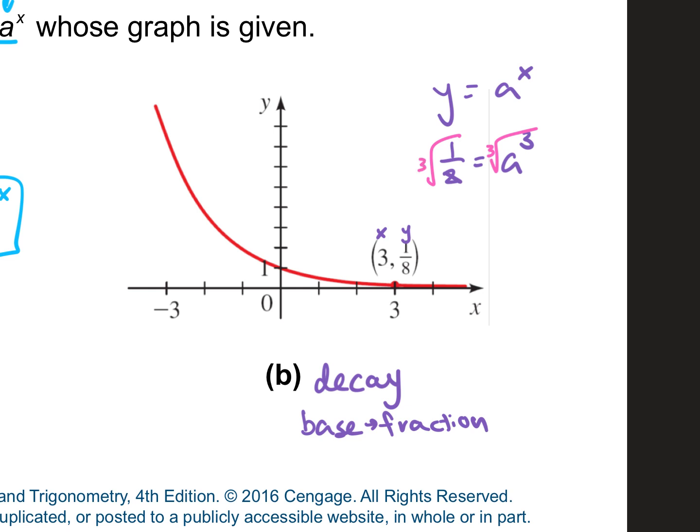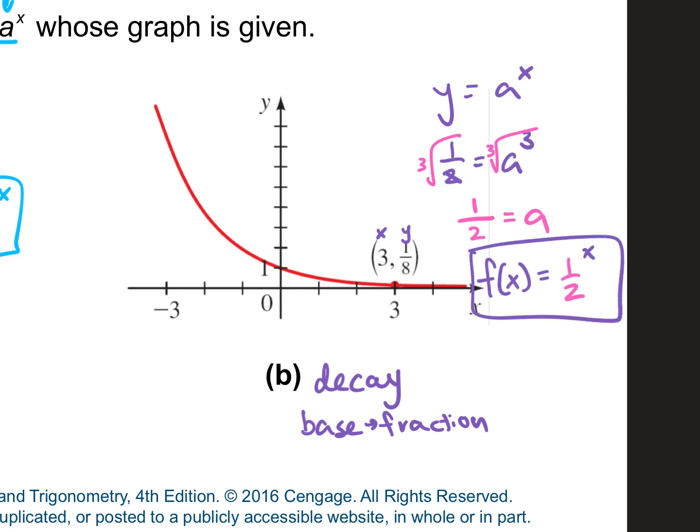What's the cubed root of 1? 1. What's the cubed root of 8? 2. So a would be 1/2. So I have f of x is equal to 1/2 to the power of x. And our base is a fraction. So that's just one way to double check to make sure you're doing it right.